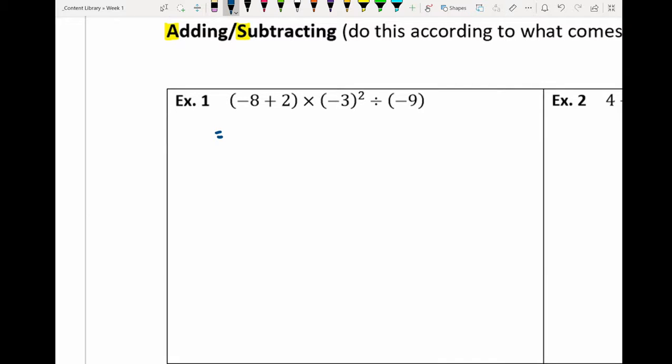So what we're going to do is first start with our B. Do we have any brackets? And we do. So we have a set of brackets here at the very beginning. So I'm going to simplify that first. Negative 8 plus 2 is negative 6. And even though we see brackets throughout in the negative 3 and the negative 9, there's nothing inside those brackets that we can actually solve or simplify, so we're just going to leave them as they are.